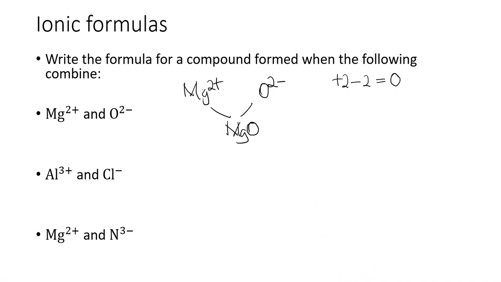So the formula I'm going to have is MgO. Which means every magnesium will cancel every what we call oxide. So every magnesium cancels every oxide, because the charges are equal in magnitude, although they are different in terms of sign. One of them is negative, the other is positive.